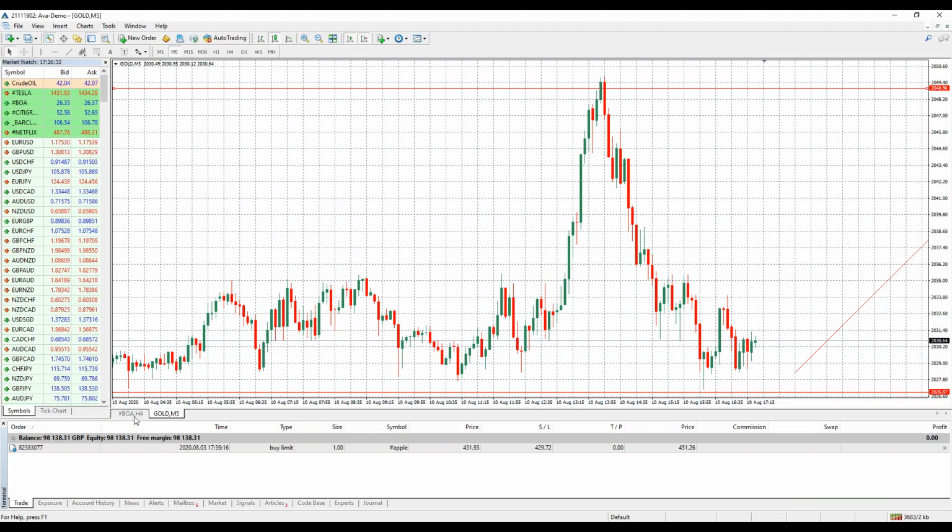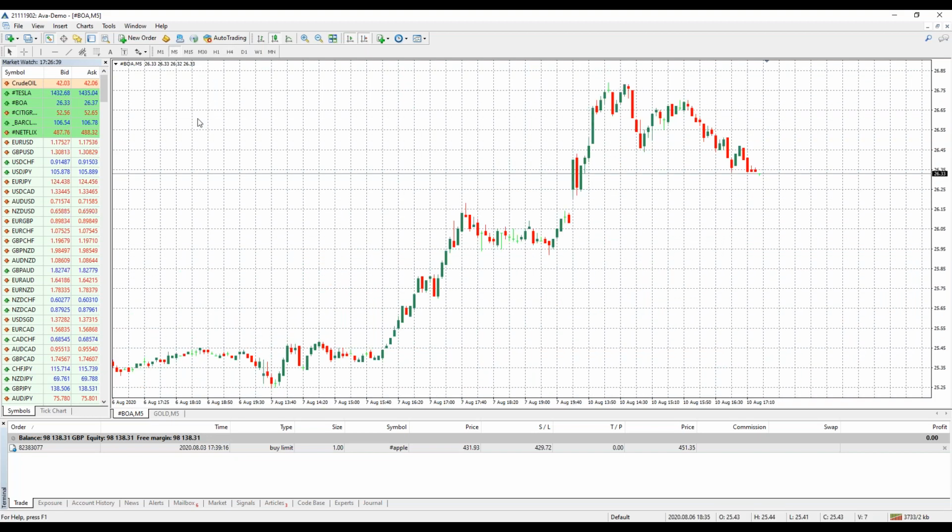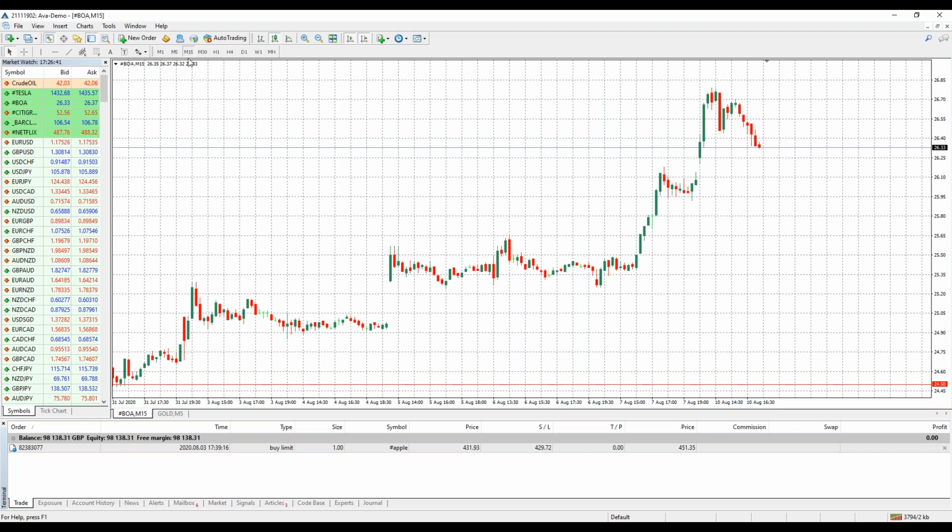Okay, so here's Bank of America. We could look at that. We had this up last week. If we look at 15-minute candles, what happened at the open today?